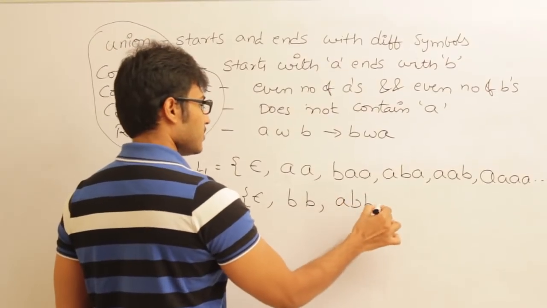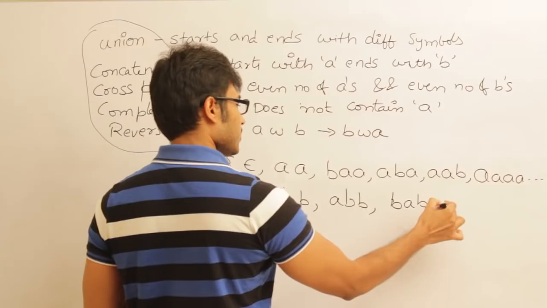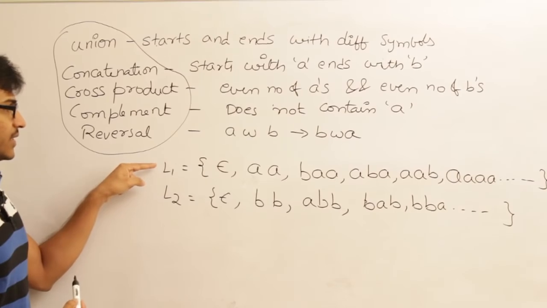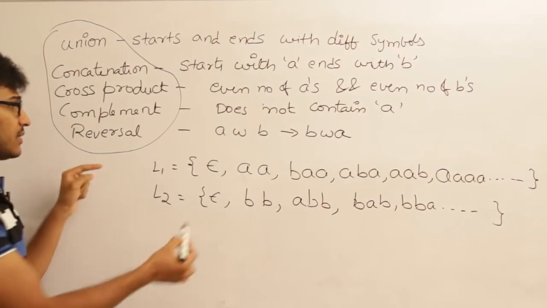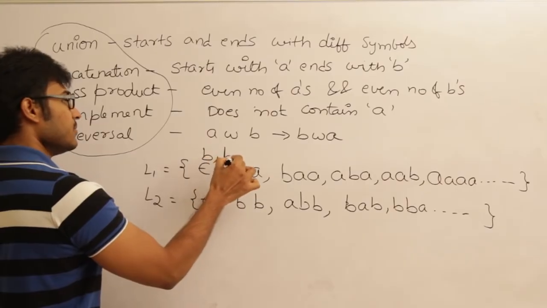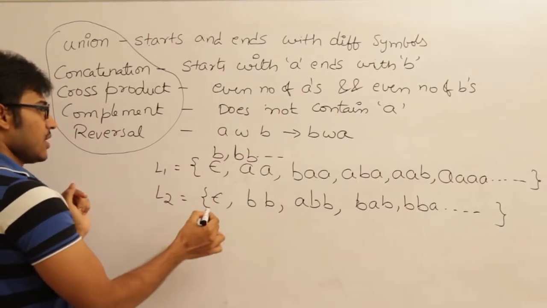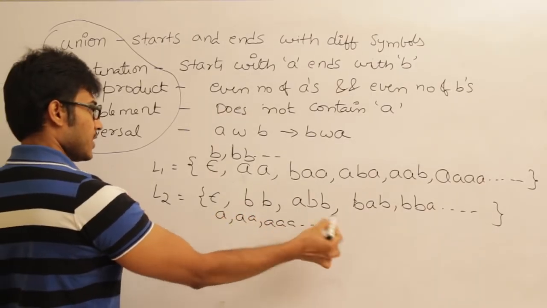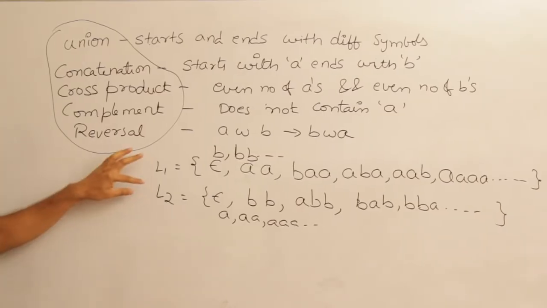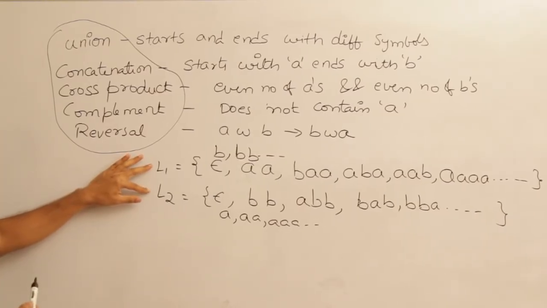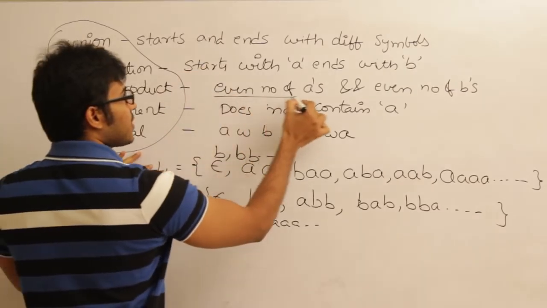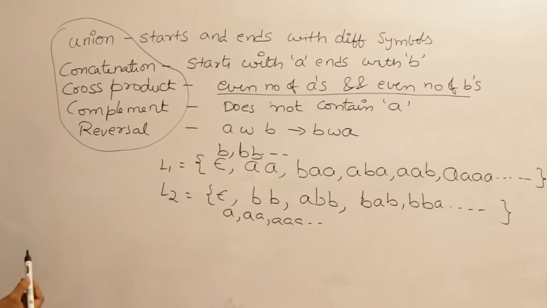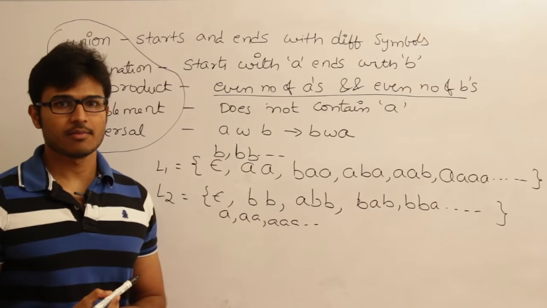So A, B, B, B, A, B, or so on. Fine. So now we have seen two languages. One is the set of all strings containing an even number of A's. It can even contain only B's also, right? B, B, B, and so on. And the set of all strings containing an even number of B's, which means it can even contain any number of A's also, right? So if I have to construct a DFA which accepts the set of all strings in which the number of A's is even and the number of B's is even.